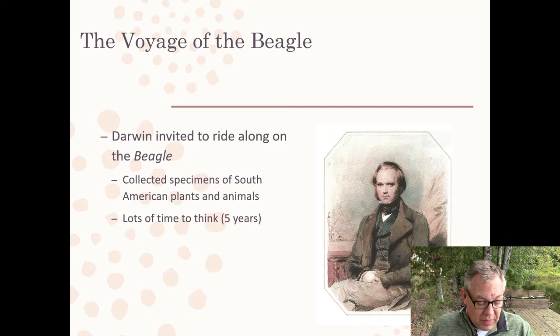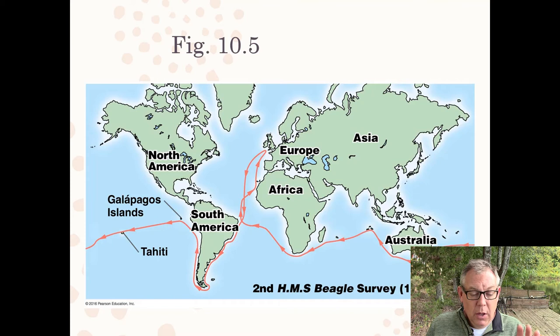And so here's a figure kind of showing the route that they took, spent a lot of time around South America, and then came back around Africa and long survey. And this is when Darwin was in his early 20s, so right about the same age as many of you students. He left on this voyage and did all this collecting and thinking.